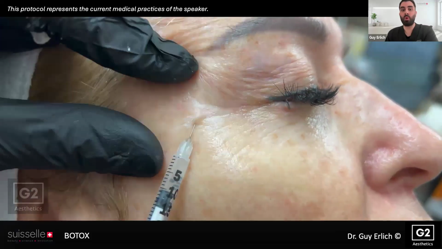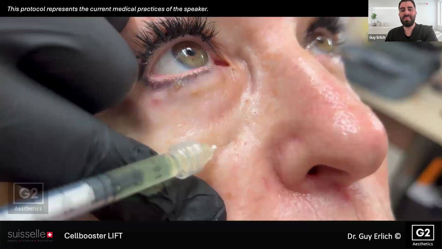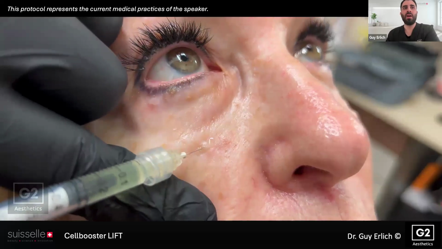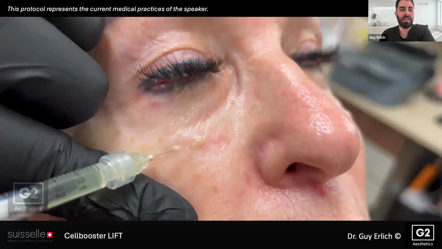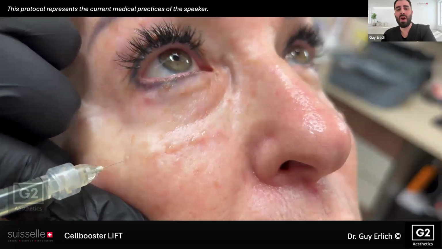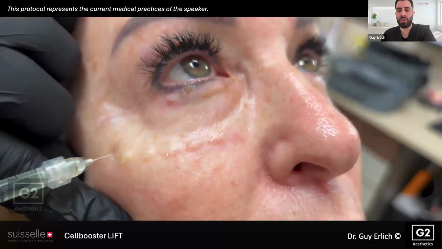So I will start with botulinum toxin injection, like I showed you earlier, into the muscle. And then I will go to injection of Cell Booster Lift. And notice that I'm injecting with a much thinner needle, the invisible needle, 33 gauge. I am inserting 1 millimeter at a 45-degree angle, creating this intradermal injection.